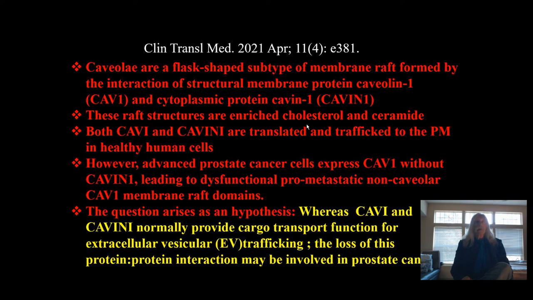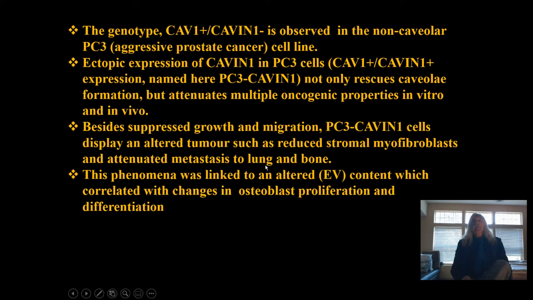The reason we could make the hypothesis is because of what the observation was, right? So there's a genotype then, which is CAV1 plus, cavin-1 minus.